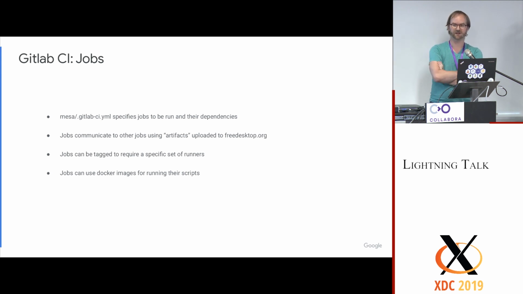And finally, jobs can use Docker images and spawn their scripts inside of there. The GitLab runner takes care of pulling down your Docker image, setting up Docker, spawning it, and getting the shell script from our GitLab CI into that image.